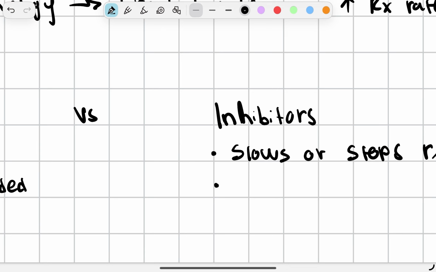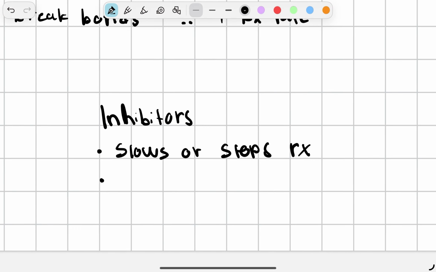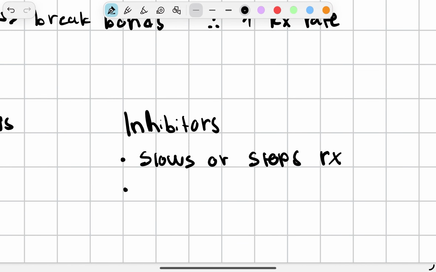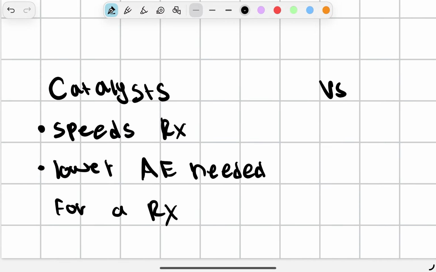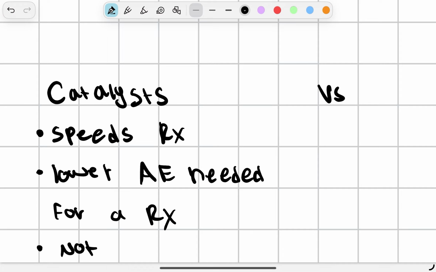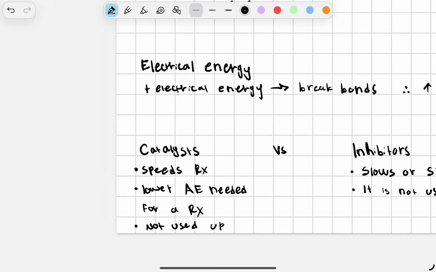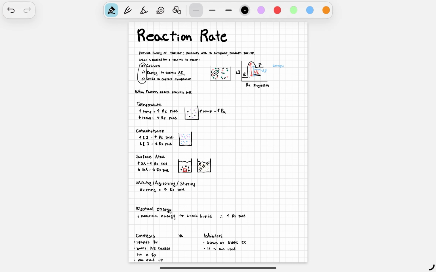An inhibitor works in many different ways. It can increase the activation energy required for a reaction. It can block active sites, alter enzyme shape, or even remove reactants. But the important things to know for inhibitors at this level is that it slows or stops a reaction and it is not used up. So it's not like a reactant that's used up to create products. And catalysts as well are not used up. Okay, now that we've gone over the factors that affect reaction rate, let's go over some examples.